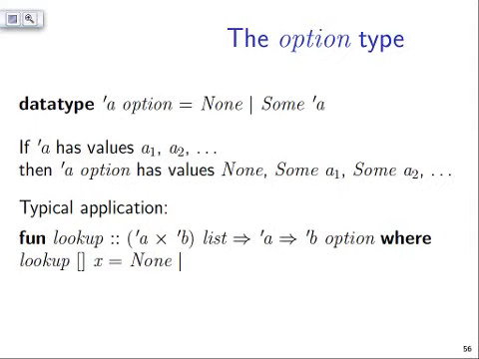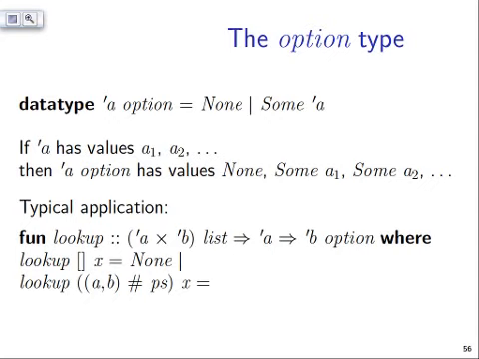So if you look up in the empty list, then you always get none, there's nothing in there. And if you look up in this situation, remember this hash sign is the cons operator on lists. So the list starts with a pair AB and then continues with some more pairs. And you look up X. What you do, of course, you have to compare X with A. And if it is equal, then you return B, or rather, you return some B.